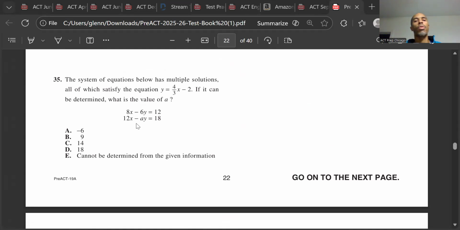The system of equations below has multiple solutions, all of which satisfy the equation y equals 4/3 x minus 2. If it can be determined, what is the value of a? So if the system of equations has multiple solutions, that means many solutions, which satisfy that equation.